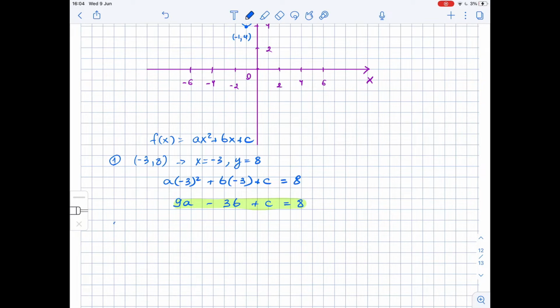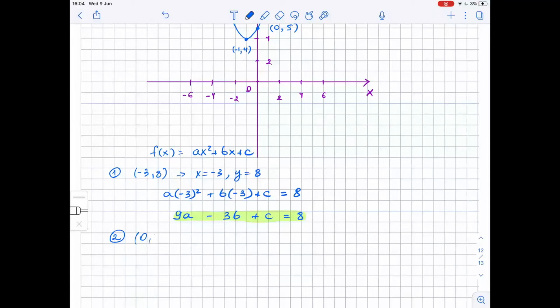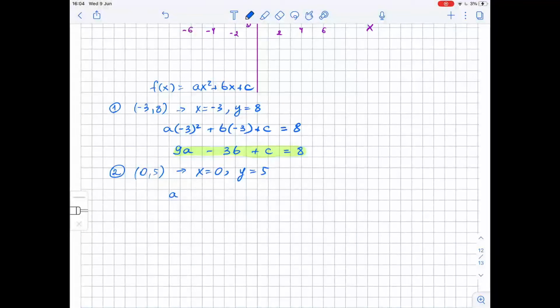Now let's try to substitute the second point. Let's substitute 0, 5. So x is equal to 0, y is equal to 5. We get that a times 0 plus b times 0 plus c is equal to 5. This means that c is equal to 5. Well, now we can substitute c in this equation. So we got that 9a minus 3b plus 5 is equal to 8. So 9a minus 3b is equal to 8 minus 5, which is 3.